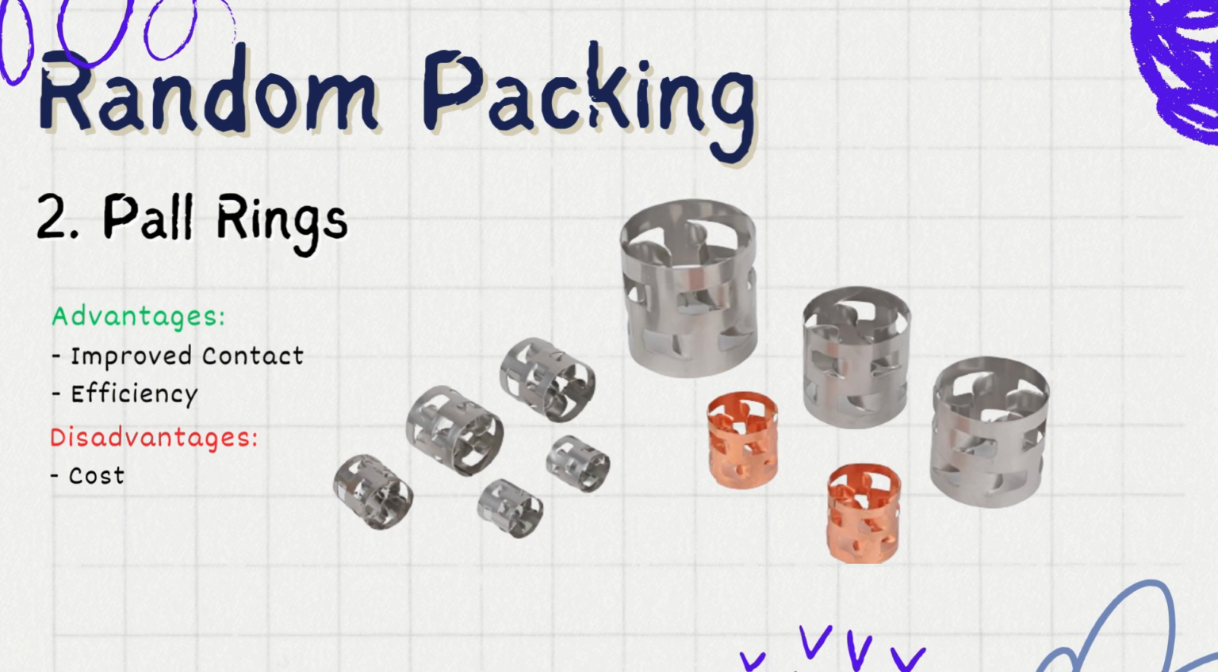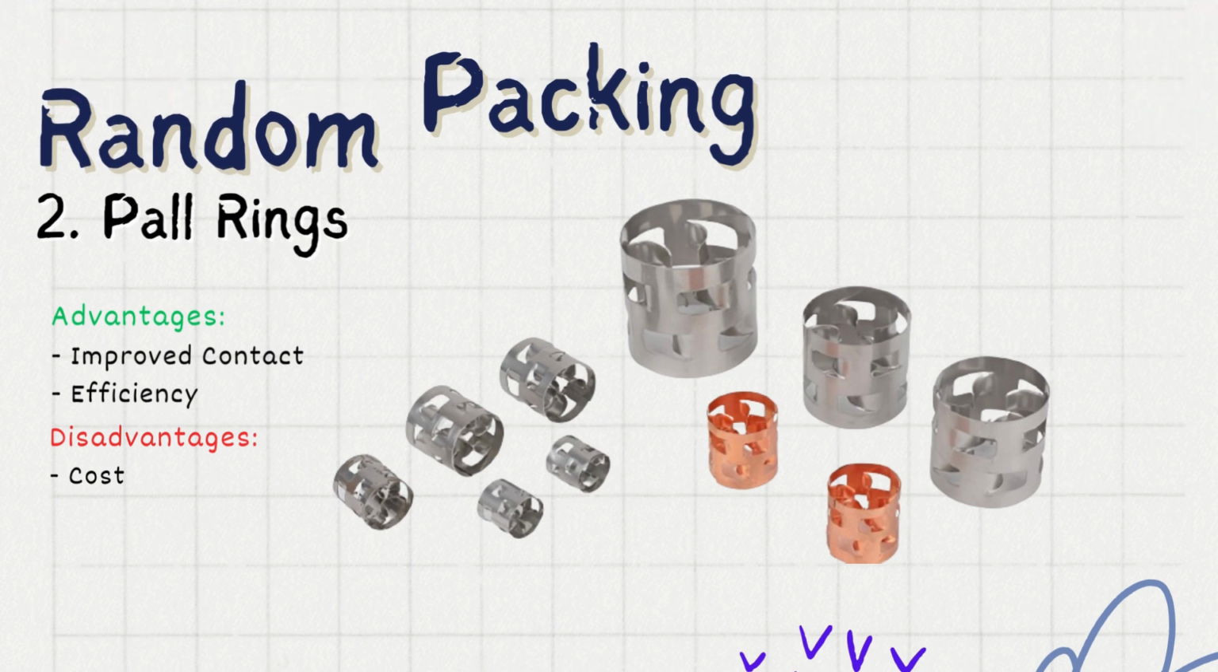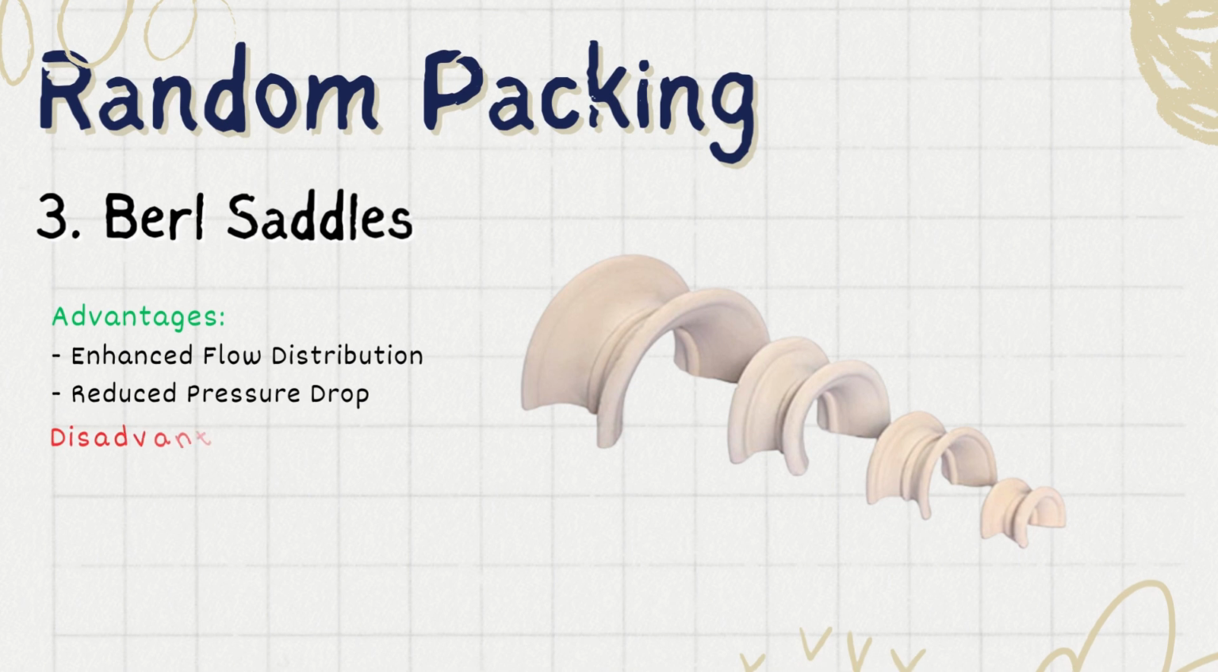Okay, now guys, moving on towards the third type of random packing, which is ball saddle. Guys, ball saddles are designed to enhance the flow distribution and reduce the pressure drop. Guys, this shape improves the vapor liquid contact and is most commonly used in applications requiring improved flow distribution.